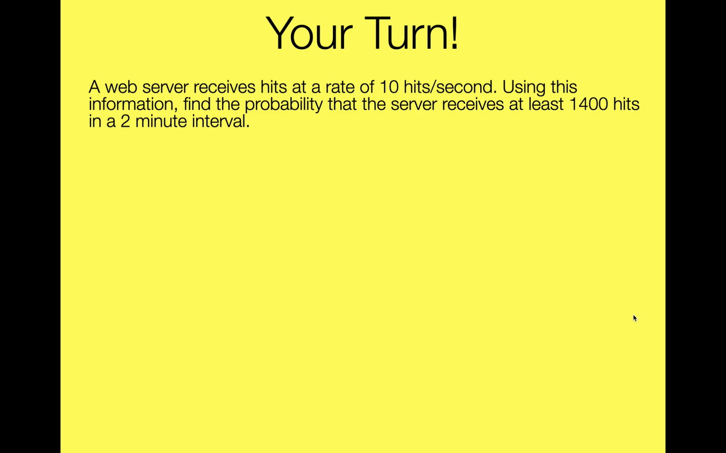Okay, so a web server receives hits at a rate of 10 hits per second. Using this information, find the probability that the server receives at least 1,400 hits in a 2-minute interval. Okay, so again, this would take forever if you tried to write this out by hand like we did in the last example. But you have Minitab, and what you'll want to do basically is to translate 10 hits per second into a rate of a 2-minute interval. And then you can use Minitab like we've been used to using to solve the problem like we're used to solving it.